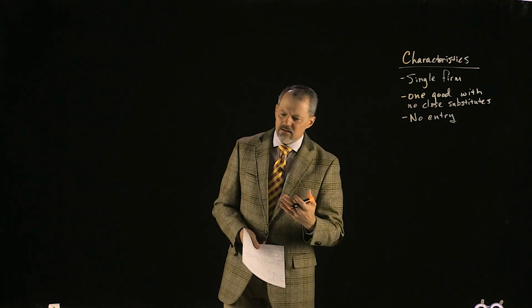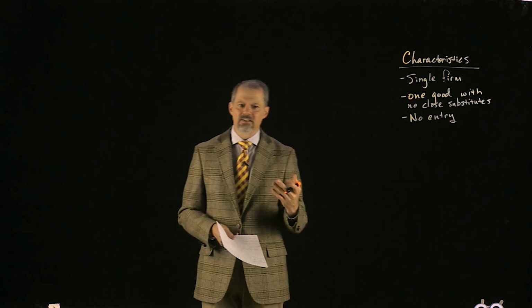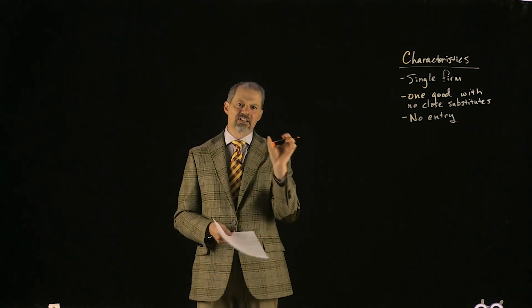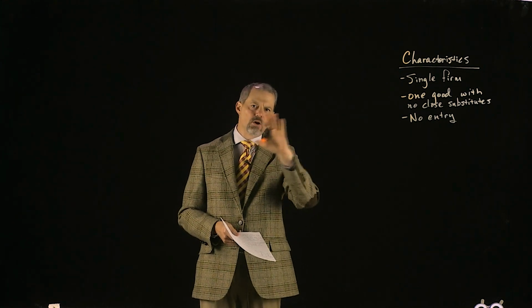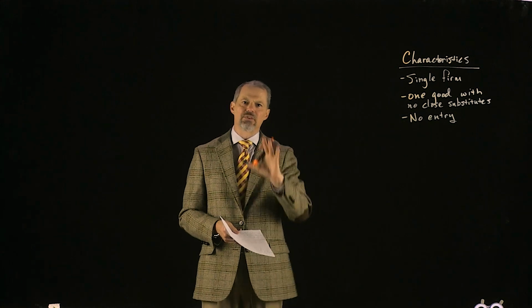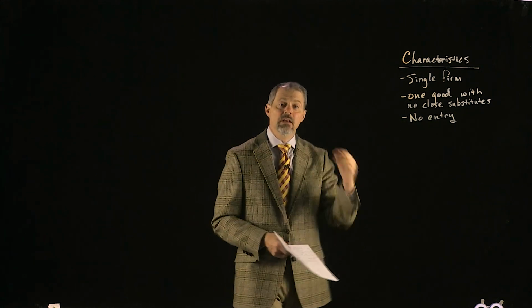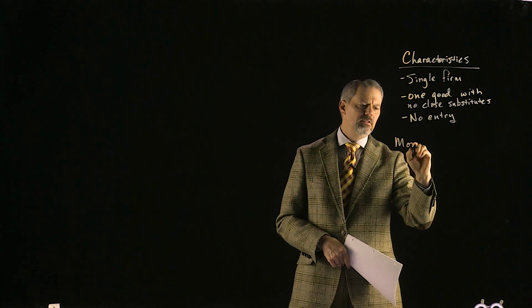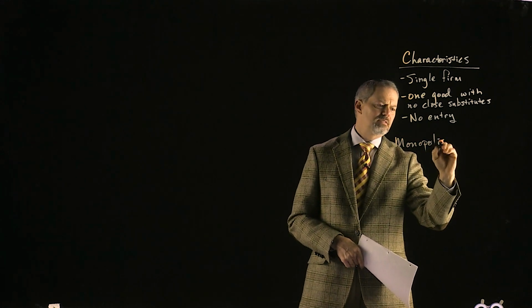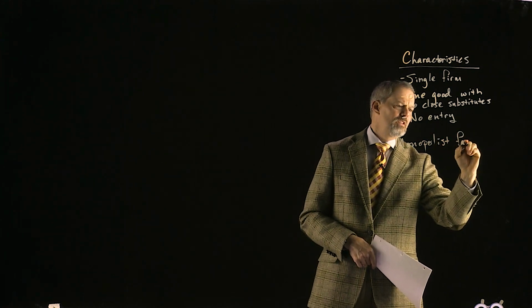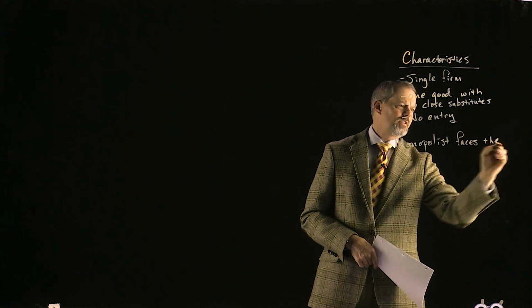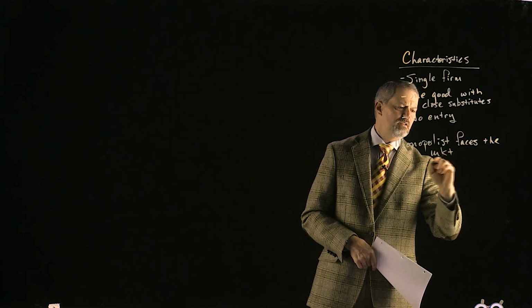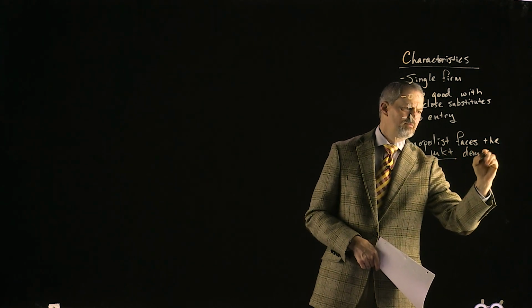The thing that this does is that this now means that this one firm is the one whole side of the market. They're the whole supply side of the market. That means that the monopolist faces the market demand curve.